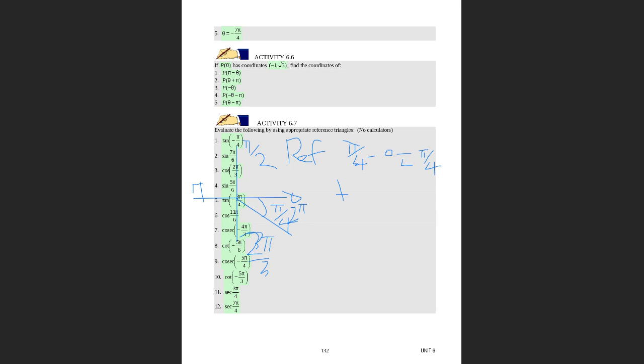And pi over 4. Let us remember that it is in the fourth quadrant, and tan in the fourth quadrant is negative. So tan pi over 4, the special angle, is the same as 45 degrees, which will give us minus 1. And it is minus because tan is negative in the fourth quadrant.